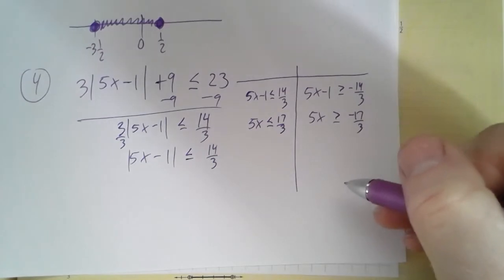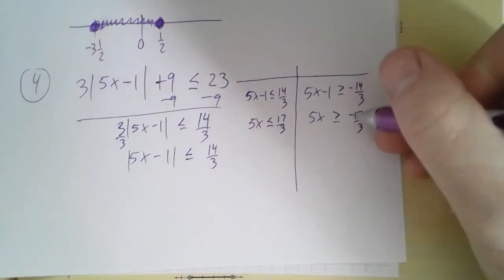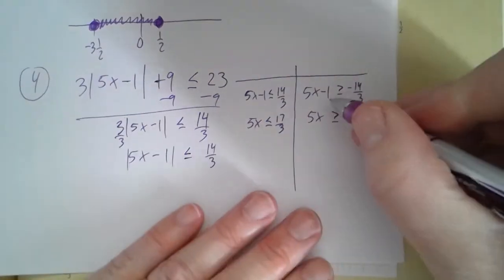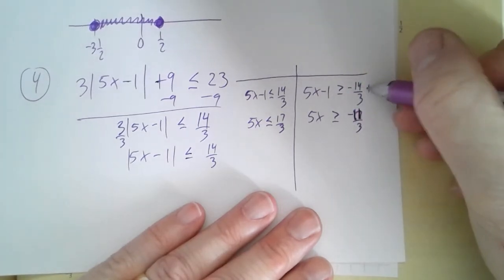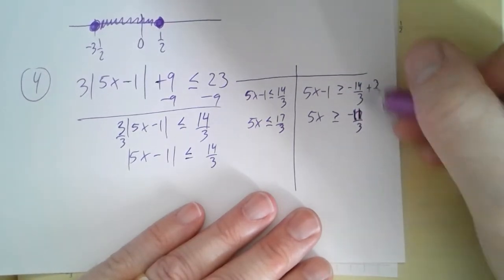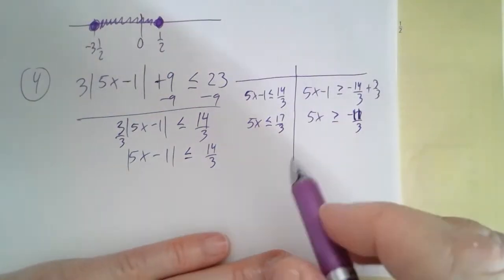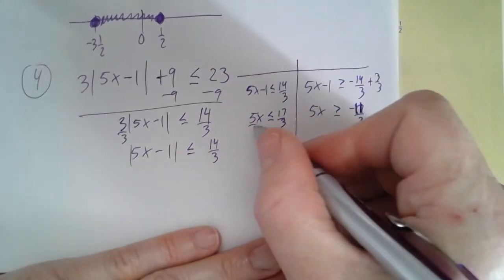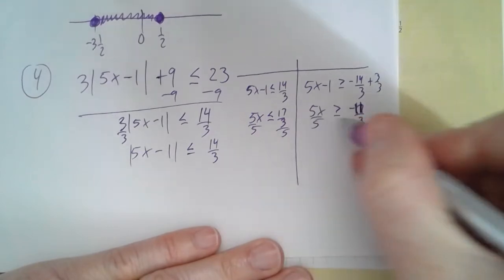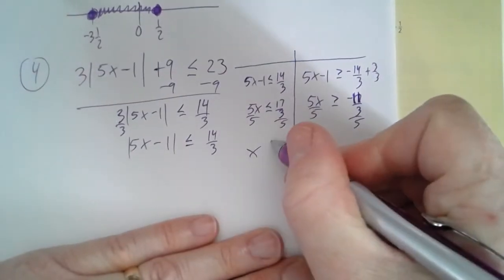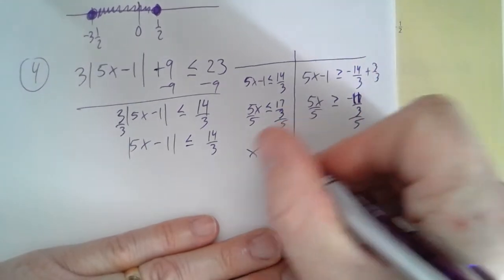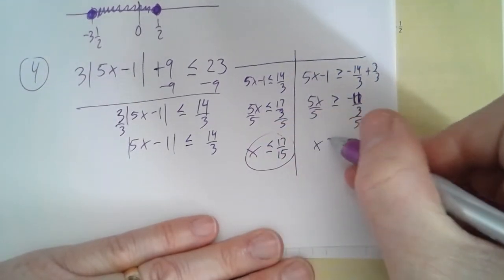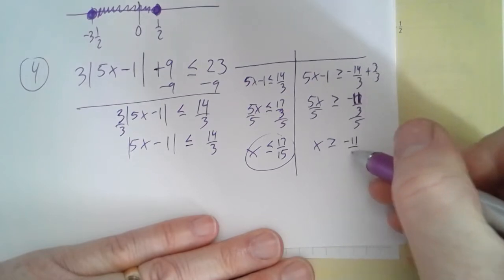Oh, no. My bad. We're adding it over. So it's going to be 11 thirds. Yeah, I'm adding 3/3 plus 3/3. So it makes it 11 thirds. Okay. Now I'm going to divide by 5. So x is less than or equal to 17/15. And divide by 5, x is greater than or equal to negative 11/15.